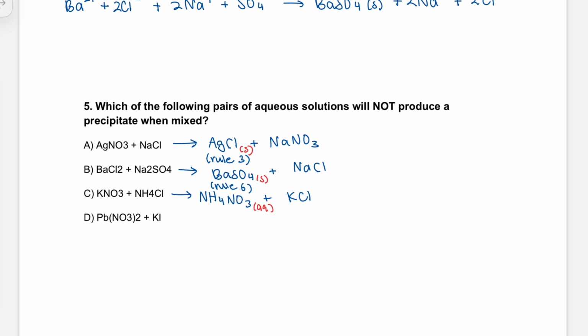And for good measure, let's just see what the last one is. So this will be PbI2 plus KNO3. And because of rule 3, we have lead, and lead is insoluble, so PbI2 is insoluble. So the one that will not produce a precipitate is the one that doesn't have a solid, and that will be option C.